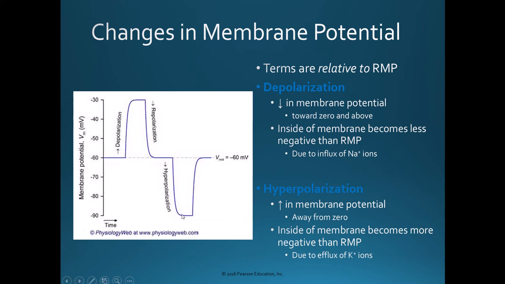But these are two terms that you should know: depolarization and hyperpolarization. Depolarization, the inside becoming less negative; hyperpolarization, inside becoming more negative. And in both instances, when we return to our resting value, that is referred to as a repolarization. So we can depolarize and repolarize, we can hyperpolarize and repolarize.